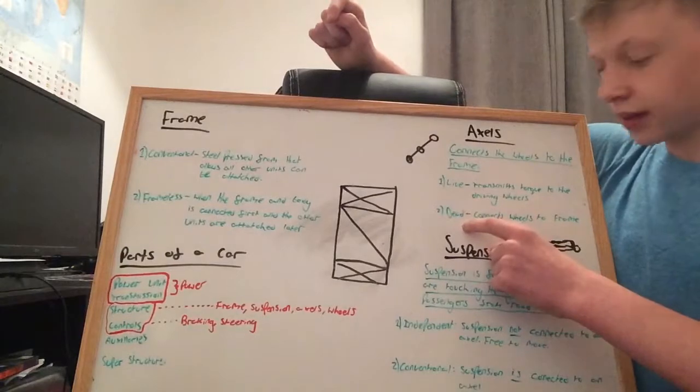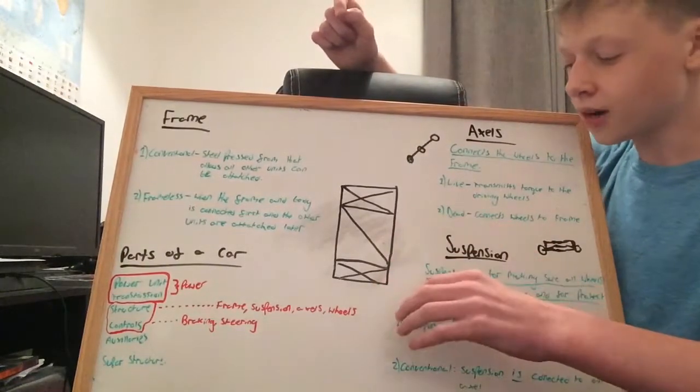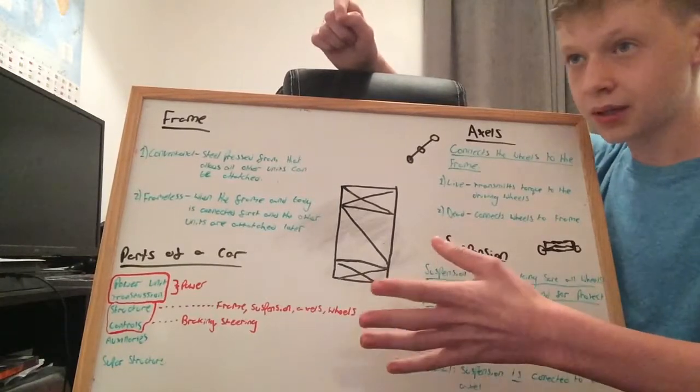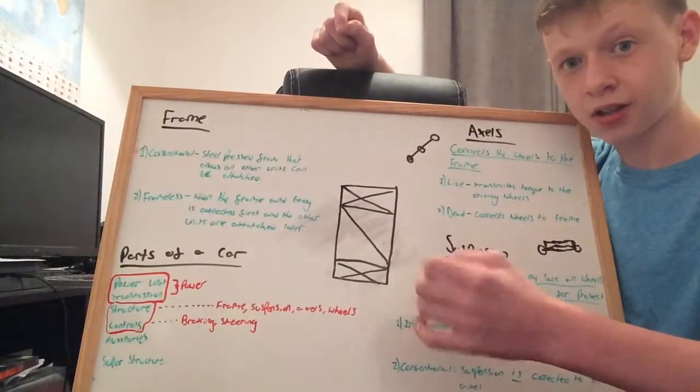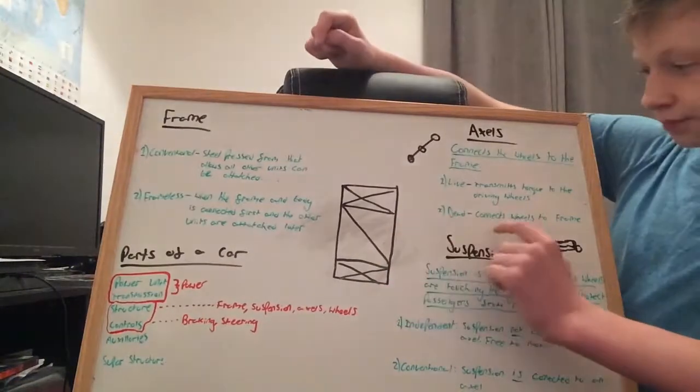Now there's also another thing called a dead axle. That's basically the steering in a rear wheel drive car, or it's the back wheel in a front wheel drive car. It's a bit that doesn't transmit torque to the wheels.